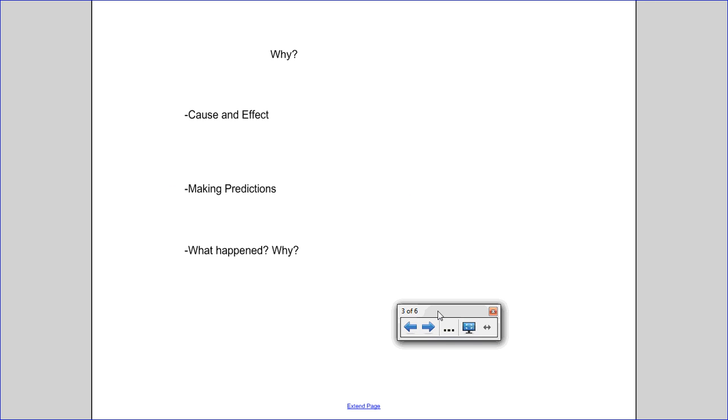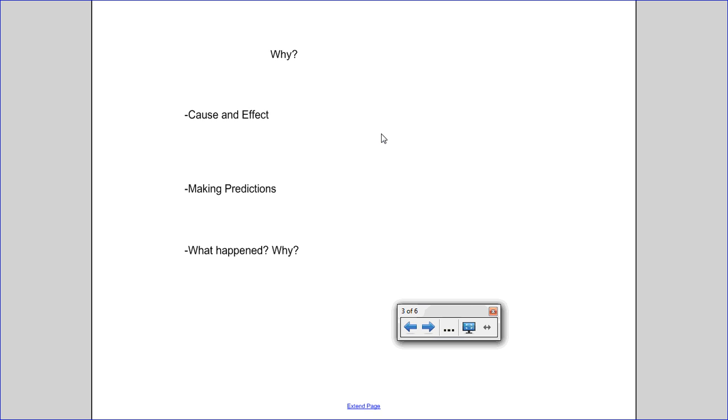As always, we begin with why we are going to use it. The reason we use our multi-flow map is to show causes and effects. Essentially, what happened and why did it happen? One of the big reasons we do this is so that we can make predictions, especially in history. We take a look at the events that happened and what led up to them and what resulted from them.